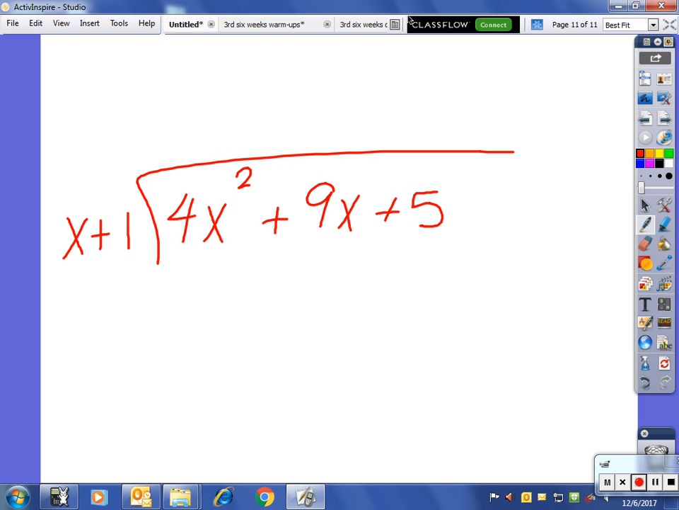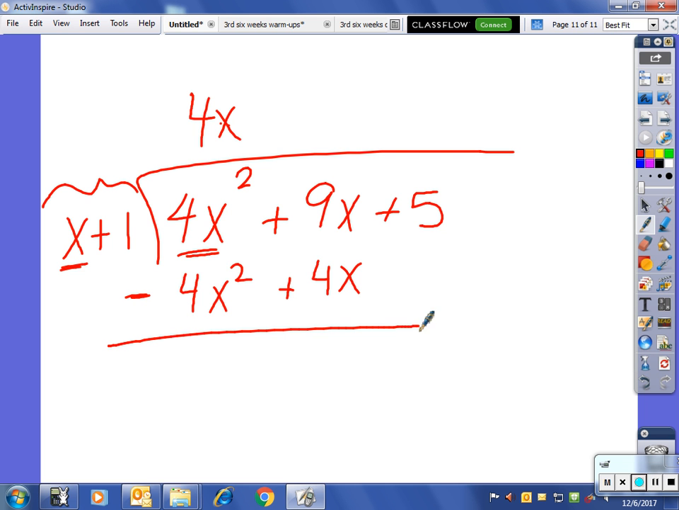You want to ask yourself, what would you multiply x by to get 4x squared? 4x. Okay, so then you take that 4x and you multiply it by everything, not just the x, but also the x plus 1. What's 4x times x plus 1? 4x squared plus 4x.